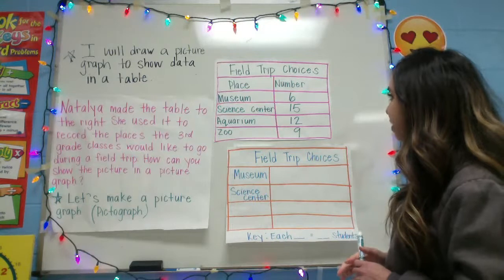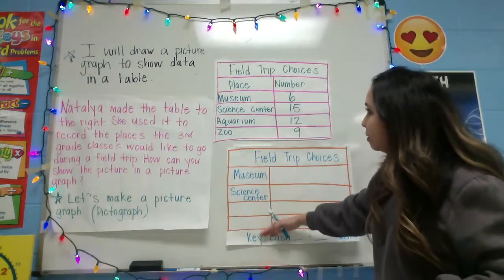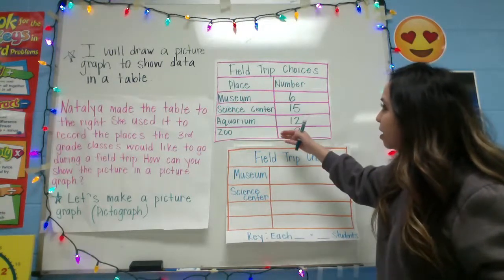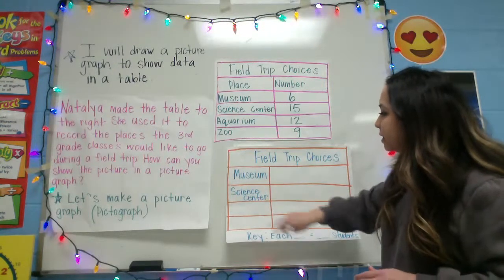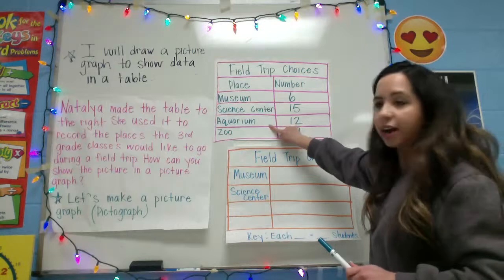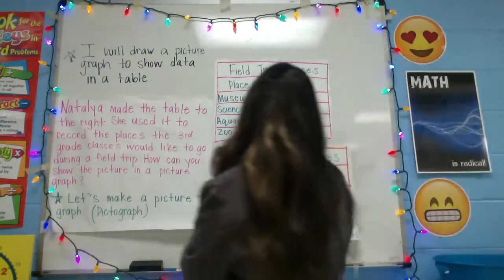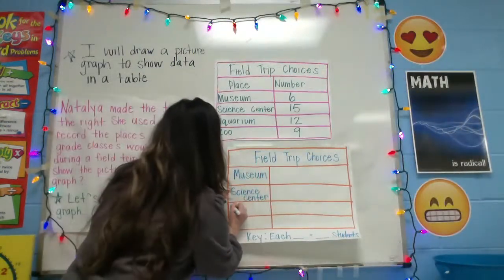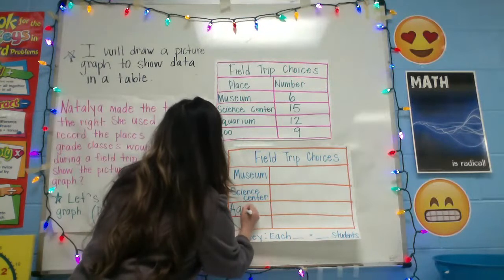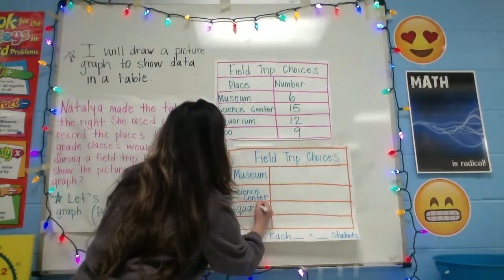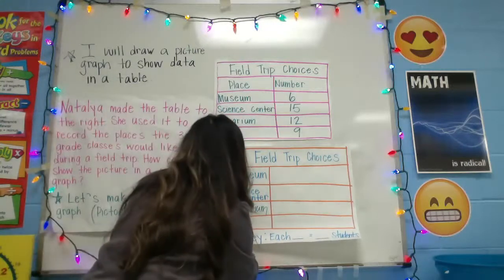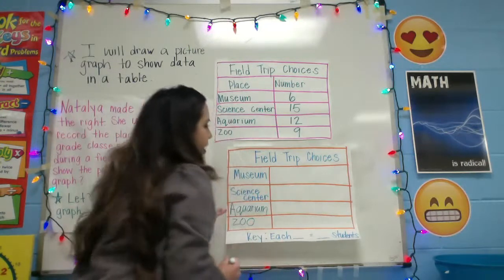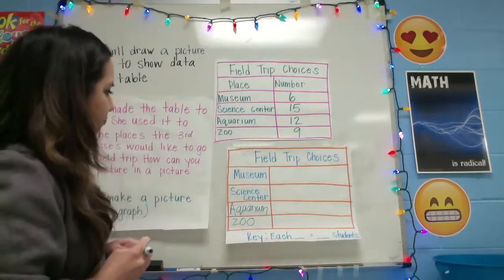I already wrote that. And then you're going to label all of the places of where they can go on a field trip. So I already wrote museum, science center. Let me finish it out. Let me write aquarium. That's the third field trip choice. So I'm going to write that right here. And then the fourth choice is the zoo. So I would write that as well. And you're going to be doing this today in the Seesaw assignment.